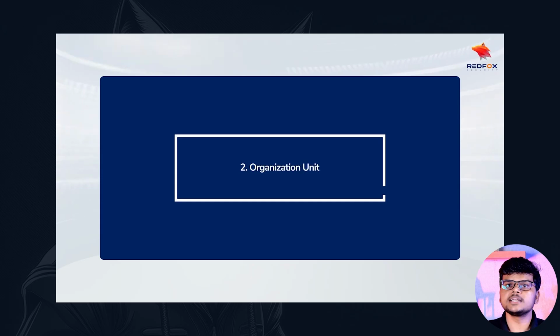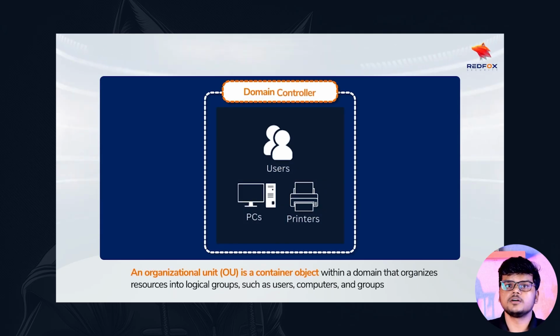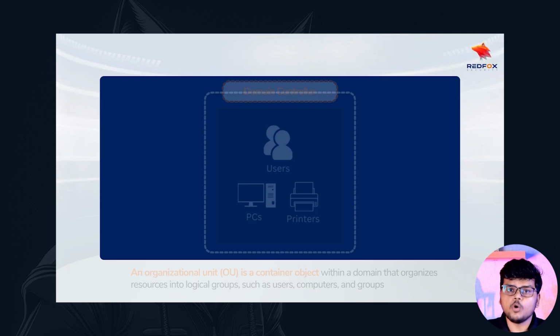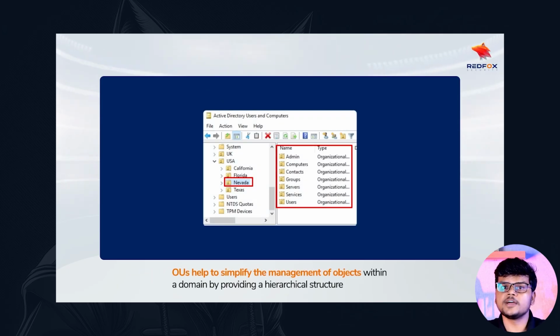The second component is organization unit. An organizational unit, OU, is a container object within a domain that organizes resources into logical groups such as users, computers, and groups. OUs help to simplify the management of objects within a domain by providing a hierarchical structure.